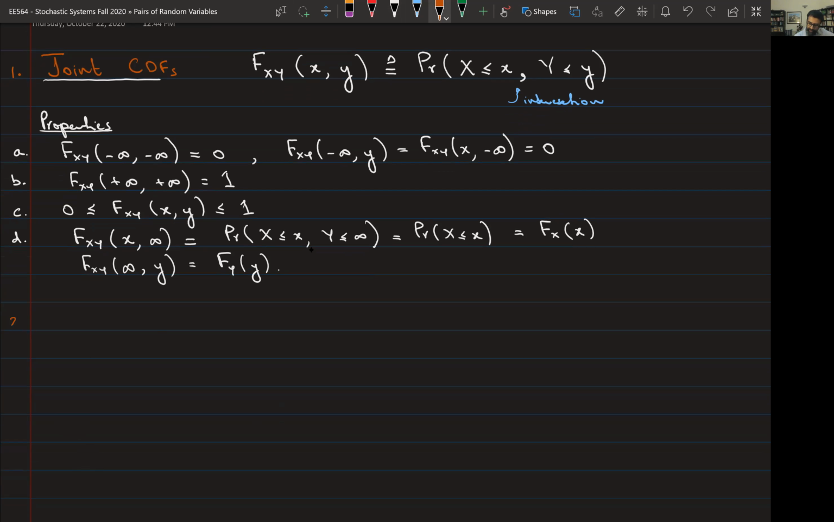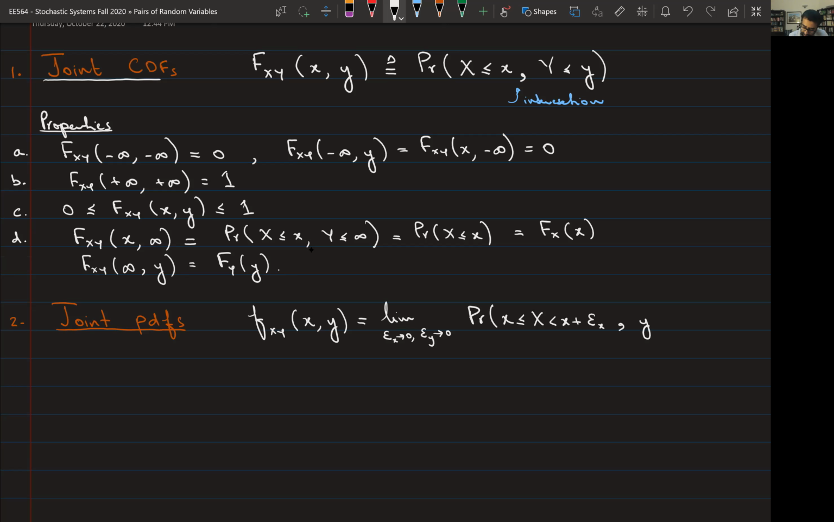Okay? Let's talk about joint PDFs now, or joint probability density functions. I'm just going to give you the definition here. The joint PDF, once again, is a two-dimensional function for two random variables. And the definition is the limit as epsilon x goes to 0 and epsilon y goes to 0 of the probability that small x is less than or equal to capital X is less than x plus epsilon x, intersection with small y is less than or equal to capital Y is less than small y plus epsilon y, divided by epsilon x times epsilon y, right?